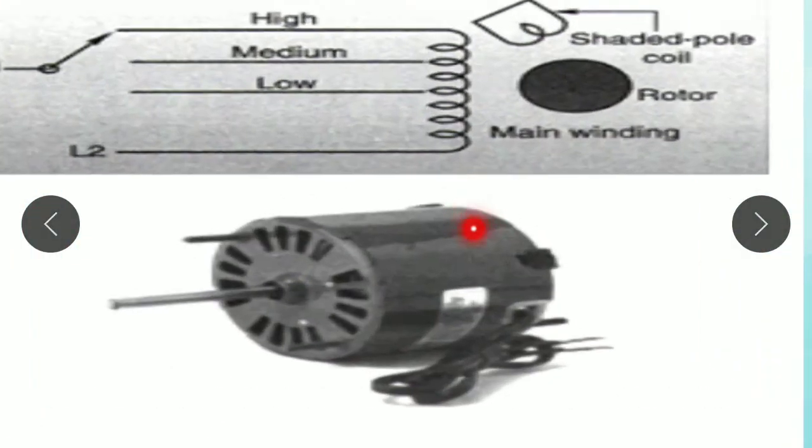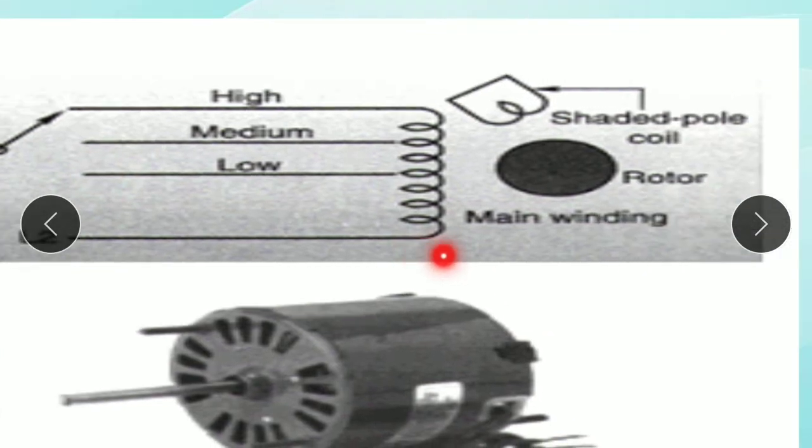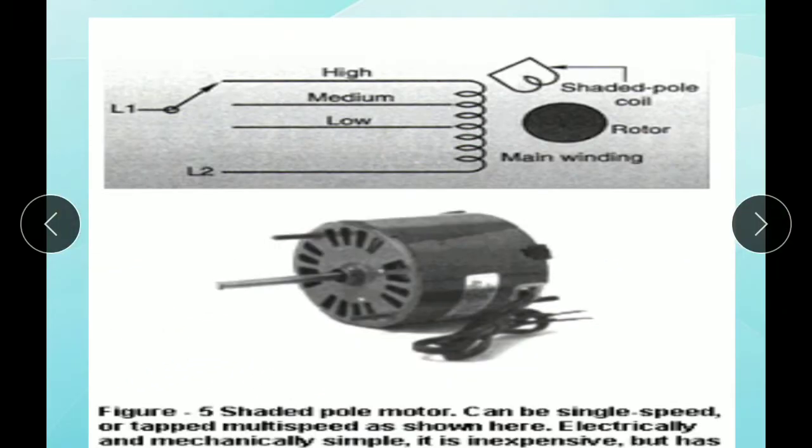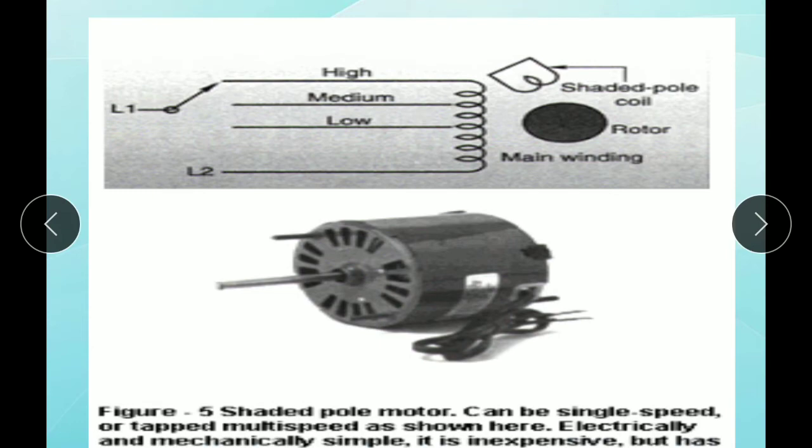Here, if this is connected it gives high speed, this one medium, and this one low. This is the main winding, the shaded pole coil, and the rotor.